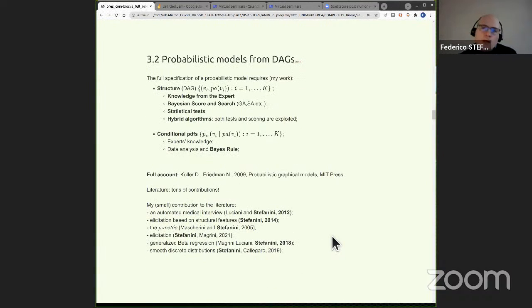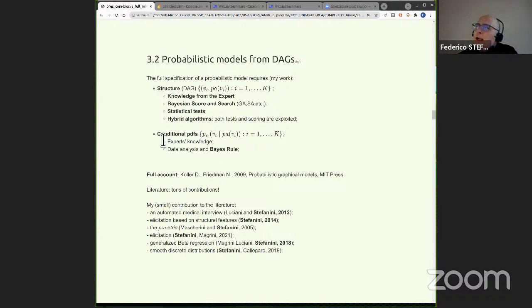Well, after we have a DAG, we are ready for a probabilistic model. So the question is, how can we define a directed acyclic graph? Well, we can exploit the knowledge and information taken from experts, or following a Bayesian approach, we define a score function. And so using genetic algorithms or simulated annealing, we search in the space of candidate DAGs for the best directed acyclic graph. We are talking about conditional independence, so no wonder that statistical tests are useful to find a DAG suited for the data we collected.